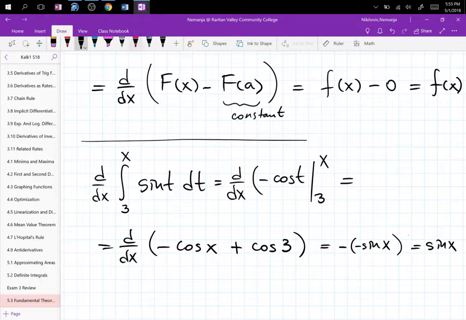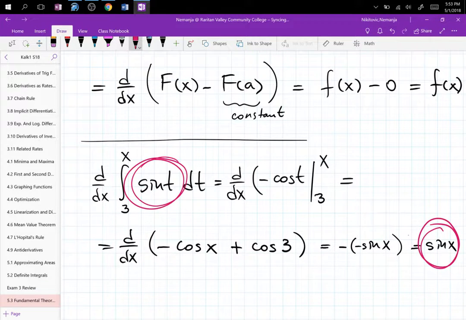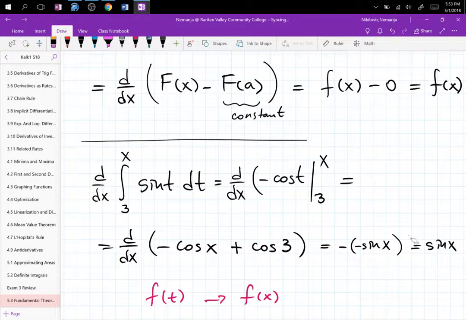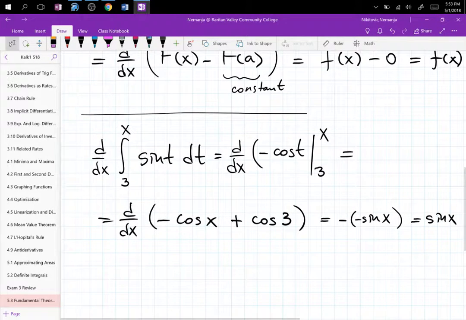So you see, your input was sine t, your output is sine x, and that's what it means that f of t is the input and f of x is the output. It's the same function with a different variable. We call this kind of change in variable, when you keep the same function, a dummy variable, which is okay. And technically that's it. So you are getting the same answer on the other side.